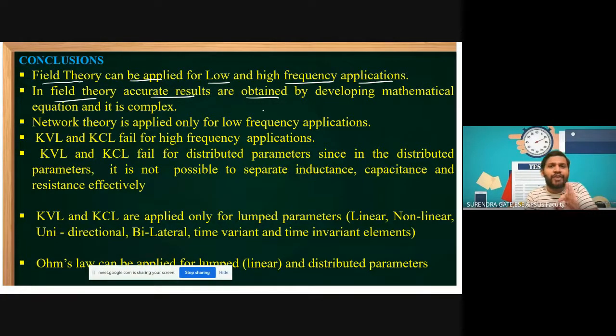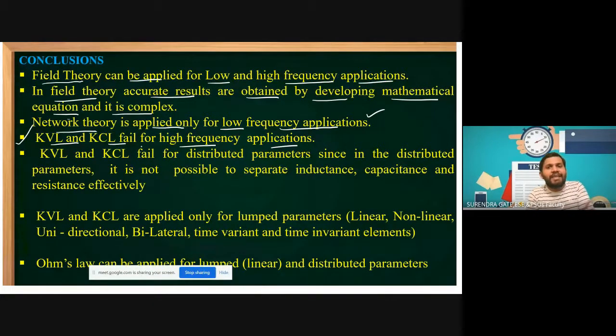In field theory, accurate results are obtained by developing mathematical equations, and it is complex. In which case can we get more accurate results? In field theory, we can get more accurate results as compared to network theory. But the problem is, it is a complex analysis. Next, students. Network theory is applied only for low frequency applications. I told you this already. Concentrate on these points. KCL and KVL fail for high frequency applications.